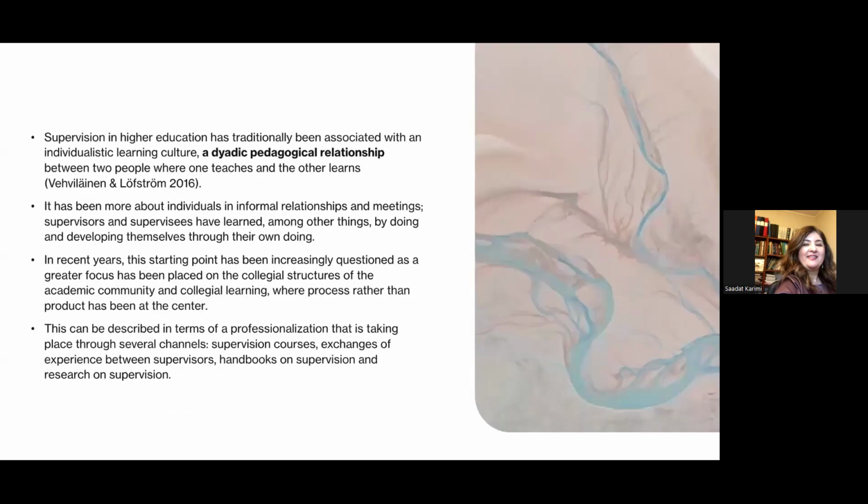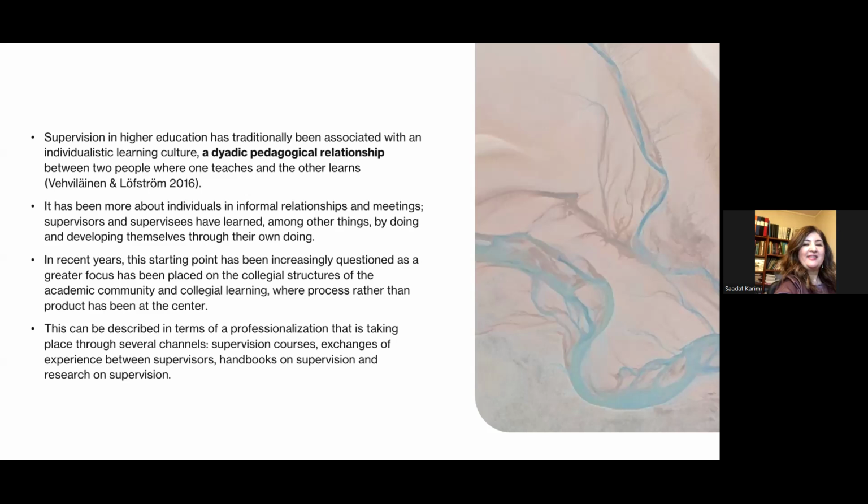Supervision in higher education has traditionally been associated with an individualistic learning culture, a dyadic pedagogical relationship between two people where one teaches and the other learns. It has been more about individuals in informal relationships and meetings. Supervisors and supervisees have learned, among other things, by doing and developing themselves through their own doing. In recent years, the starting point has been increasingly questioned as a greater focus has been placed on the collegial structures of the academic community and collegial learning, where process rather than product has been at the center.